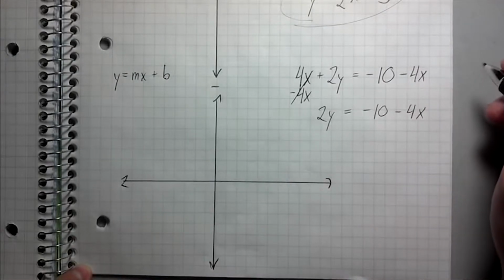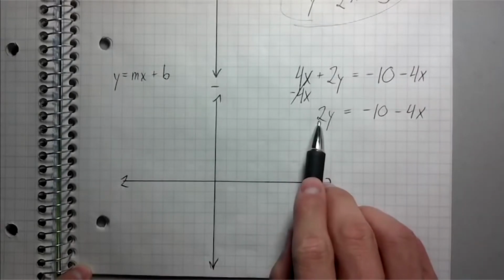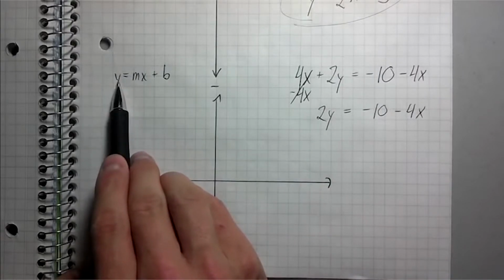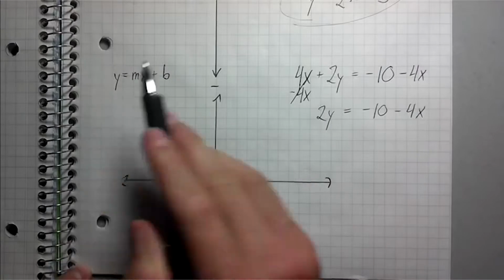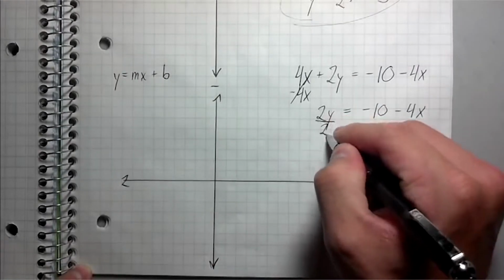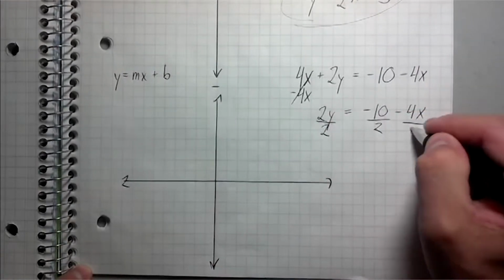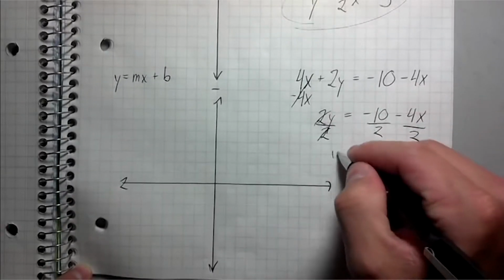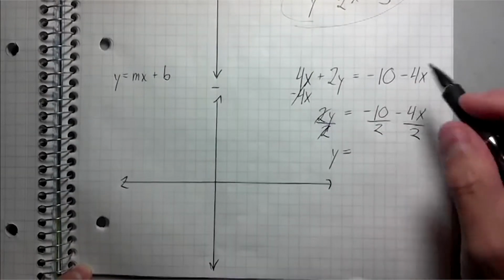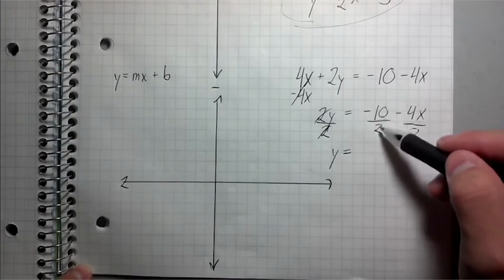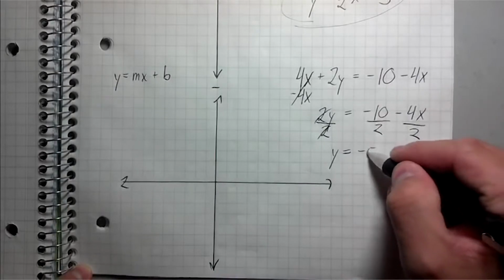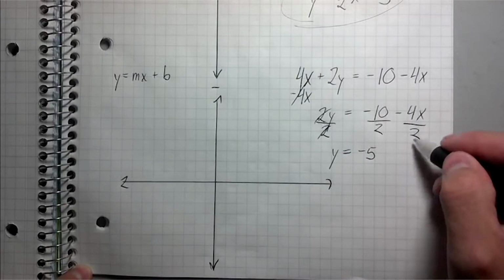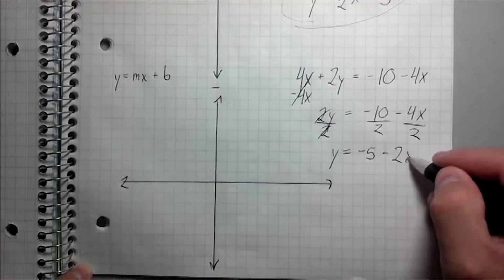Now I still have to get rid of this positive 2, because notice, in slope-intercept form I just have a single y. I can't have any number multiplying the y, so I have to get rid of it. So I divide by 2, I'm dividing both sides of the equation by 2. This goes away, great. Now I have a single y. This is going to be -10 over +2, which gives me -5. And -4 over +2 is -2x.